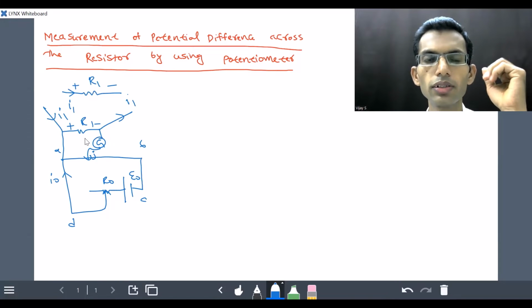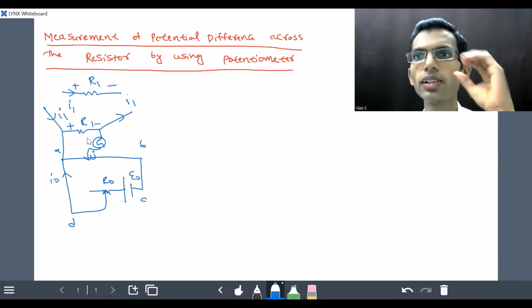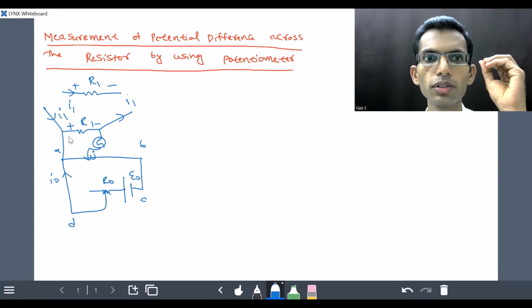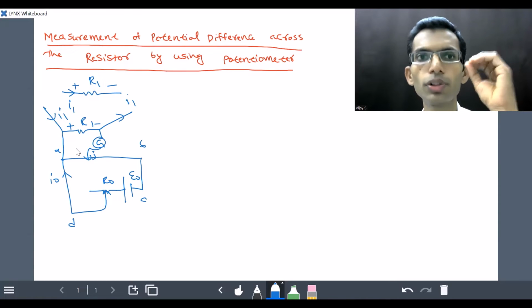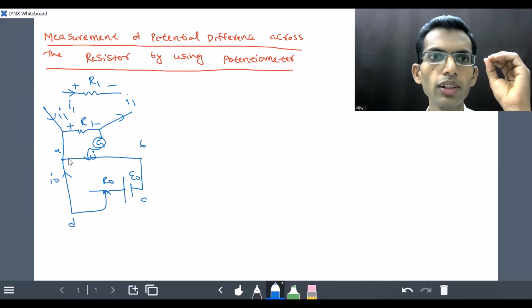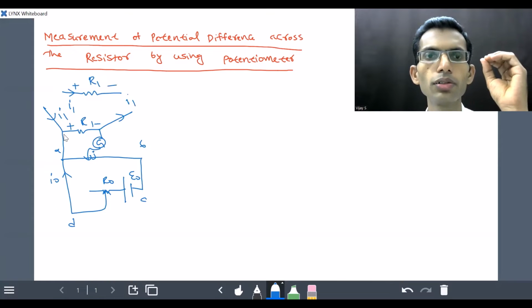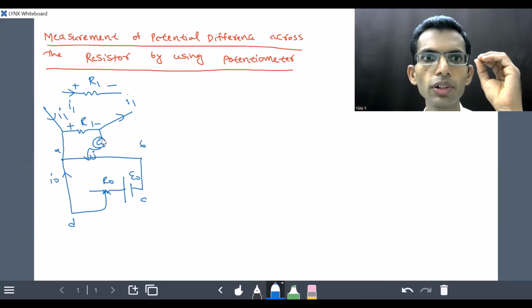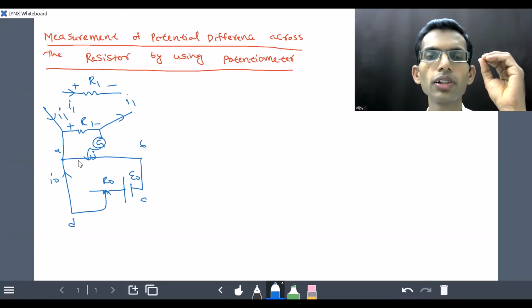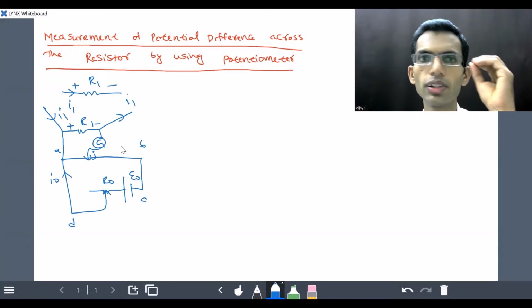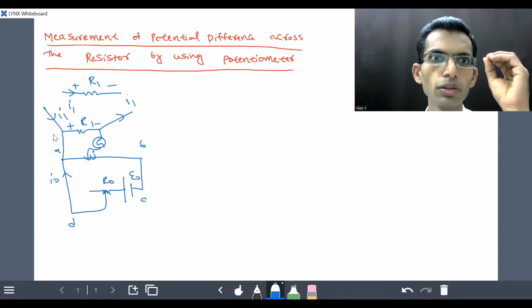But across the resistance R1, what are we connecting? We are connecting the potentiometer. You can see here junction A is connected to the positive terminal of the resistance R1, and the negative terminal is connected to the galvanometer. The moving contact J of the galvanometer is kept in contact with wire AB. Let us name these terminals AE, FJ, like this.